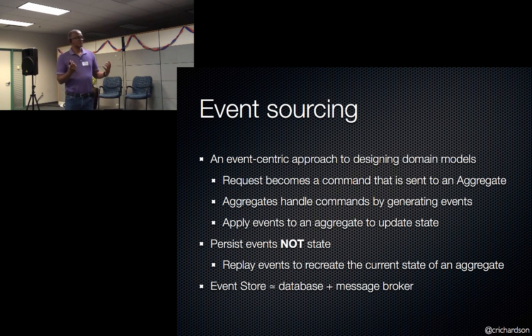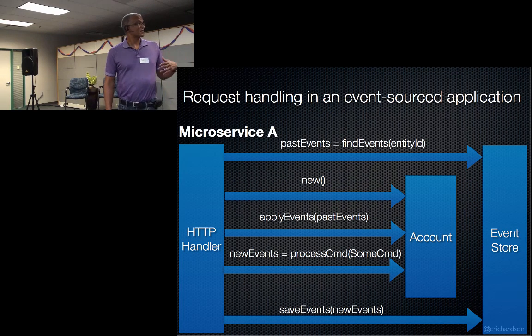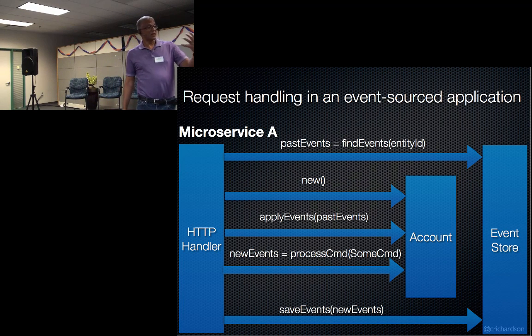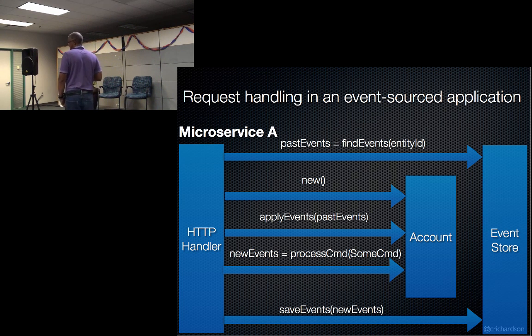It's kind of like you've got an event store that's a combination of a database plus a message broker all at the same time. So graphically it looks like this. A request comes in, you want to update a particular entity, you go find its event, and then these slides are written in terms of an account, and then you apply the events to the account, or it could be customer, to reconstitute its current state. You process the command, which gives you some new events, and then you persist those events, which actually just get appended onto the events for that particular entity.